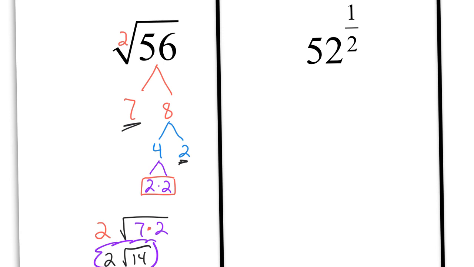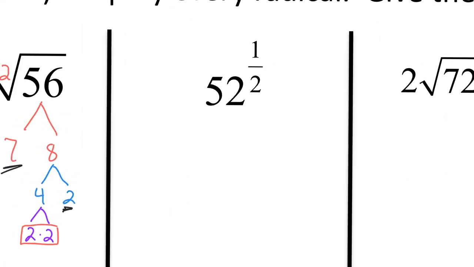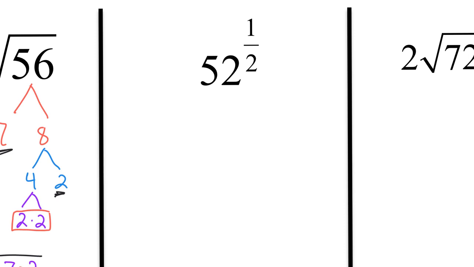And I'm saying radical because it has a radical. Now the next one, 52 to the 1/2 power. First of all, you have to remember what the exponent is, 1/2. This exponent means square roots. So 52 to the 1/2 power is the same thing as the square root of 52.